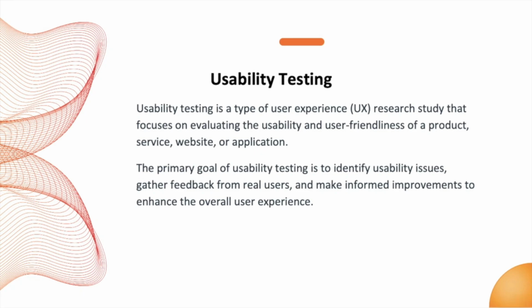The primary goal of usability testing is to identify usability issues, gather feedback from real users and make informed improvements to enhance the overall user experience. Basically, we gather a bunch of people in a room or virtually on a Zoom or Google Meet. Then we hand them the final prototype of the product that we're going to test, make a list of tasks or actions that they need to perform, and ask them to perform each task one by one without any external help.